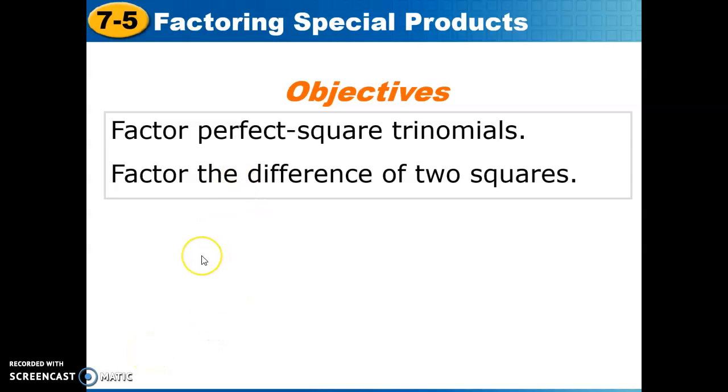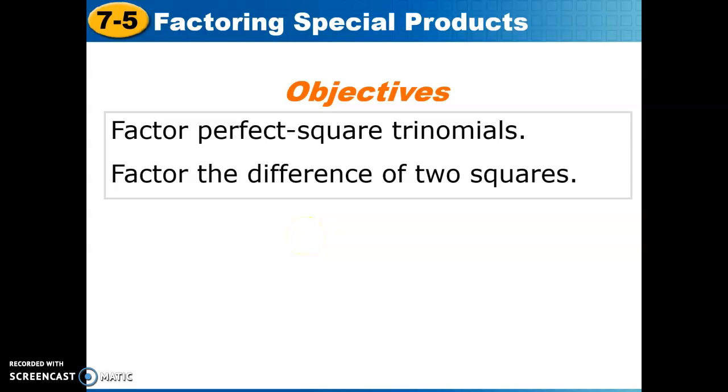We are moving on to 7.5, which is factoring special products. If you go back to chapter 6, probably about midway through the chapter, we talked about perfect square trinomials and difference of two squares and why those formulas were so important to memorize, or learn, I should say. Well, we're using them now, and we are going to do the opposite.